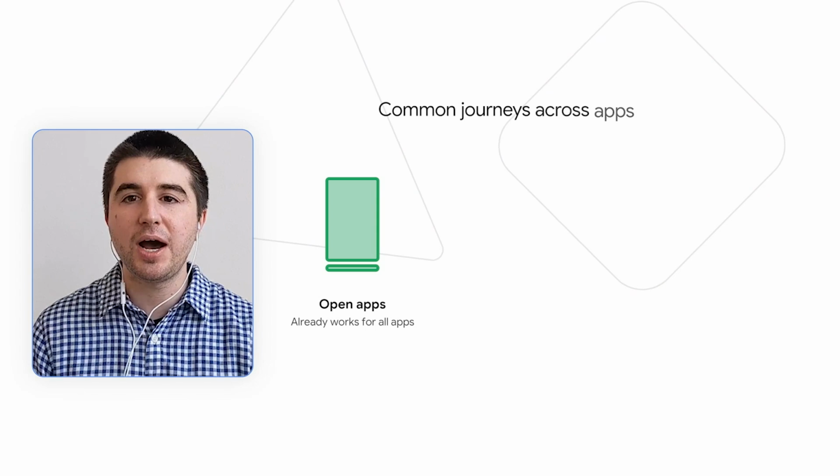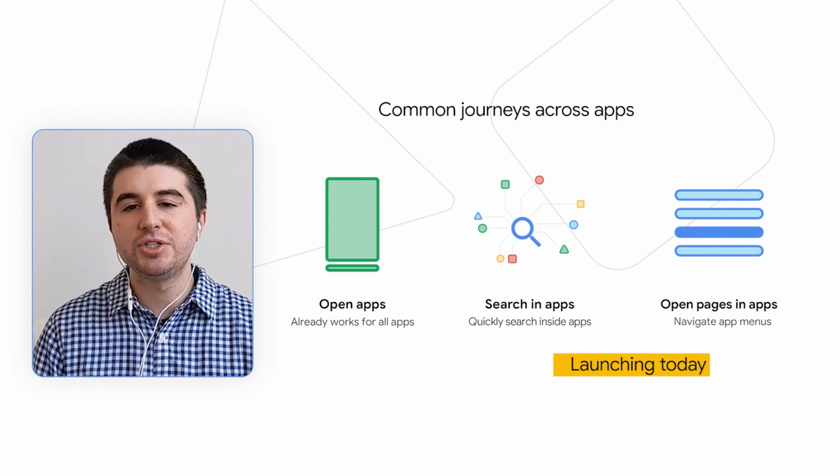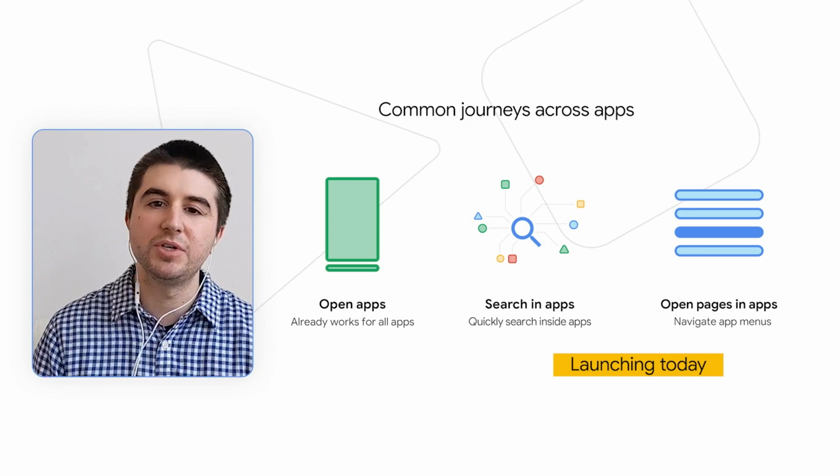We're excited to take this a step further and help users speed up more tasks that they do every day across their apps. So we're introducing two new common user journeys for app actions: opening pages in apps and searching inside apps. These are two common tasks that people do on their mobile phones all the time. Searching in apps is something we're all very familiar with.